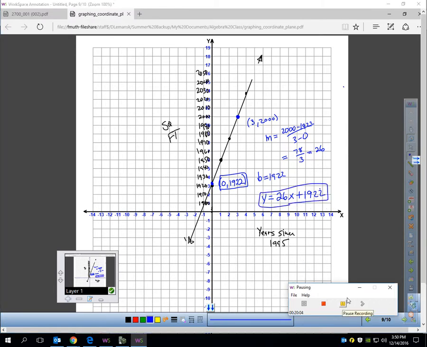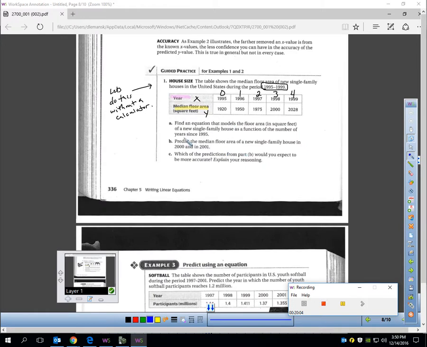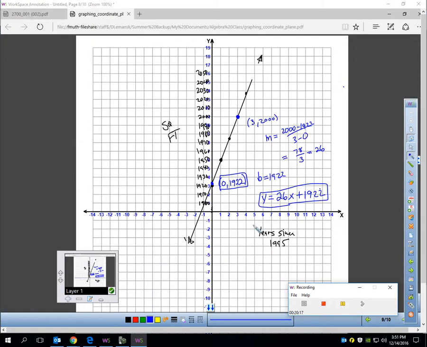Now, after I have that, they want me to predict the median floor area in the year 2000 and in 2001. So let's do that. Year 2000 is year 5. So let's plug 5 in here. 26 times 5 plus 1922 would give me the answer. Take your calculator and do that. That would be 2,052 square feet. That's my year 2000 square footage prediction.